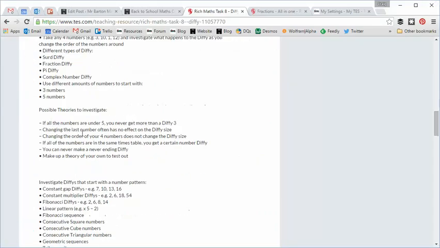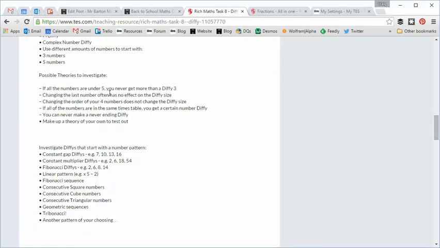If we go back to some of these questions, this is quite nice as well. Theories to investigate. If all the numbers are under 5, you never get more than a Diffy 3. Changing the last number has no effect on the Diffy size, and so on. Throw these at the students and get them to investigate it.